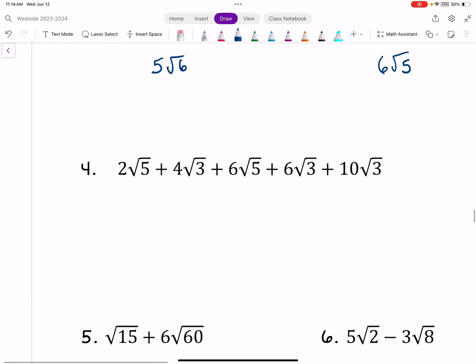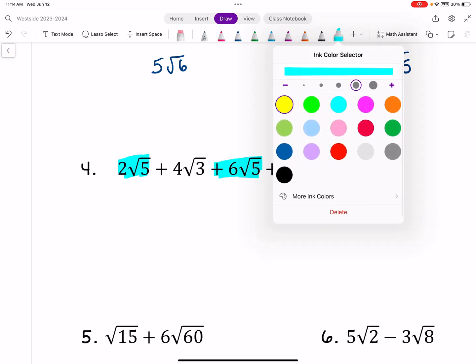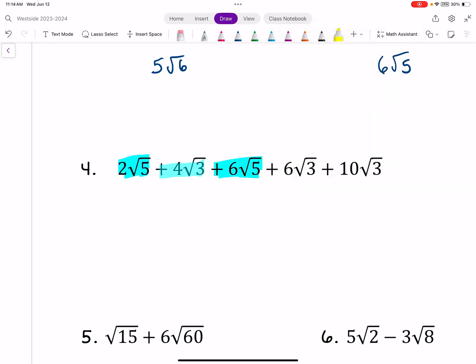On number 4, we have some radical 5s and some radical 3s. None of those can be broken up, so we're just going to put together our like ones. So radical 5s are going to go together, and then radical 3s are going to go together. And we're going to do whatever operation the problem says.